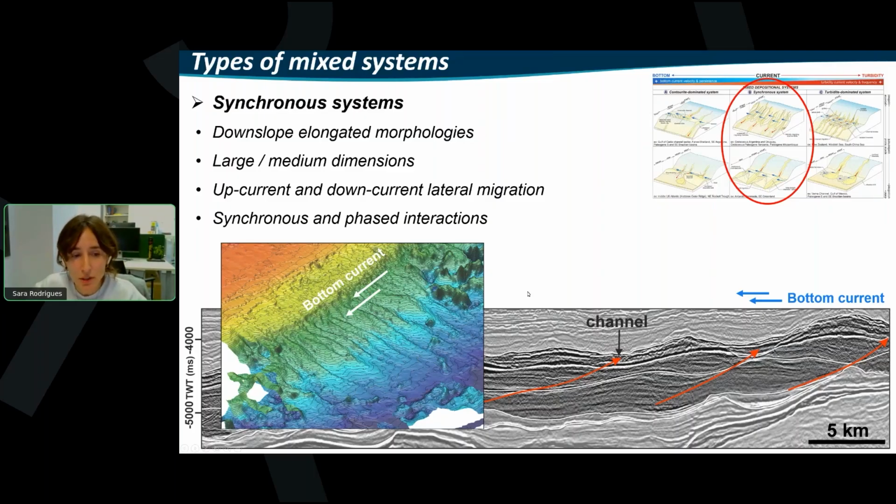In these systems, in addition, we will see both synchronous and phased interactions, and we can even tell this from the seismic. For example, this reflection here, you can see that it stretches laterally into the drift and that it loses amplitude and thickness, and that tells you that some of the sediment that was brought during the turbidity flow that deposited this one reflection was captured and transported laterally. So we had a synchronous interaction happening at this time. And that will occur throughout this type of system.